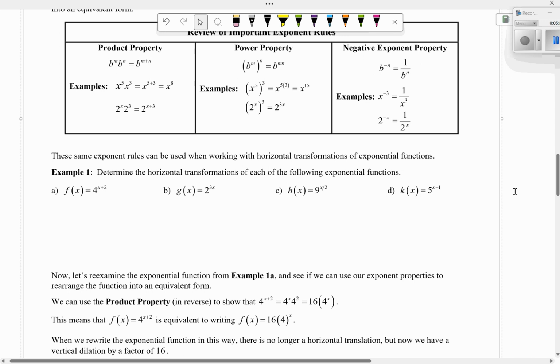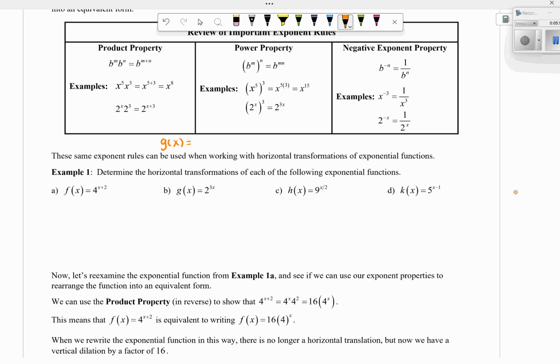So the same exponent rules can be used when working with horizontal transformations for exponential functions. So let's go ahead and look at each of these functions and determine our transformations. So here, notice that this is x plus 2. So remember our general equation for our function, let's say g of x is equal to a times the base to the power of b times x minus h, plus k. So that's the general equation. And so the base will always stay the base in the equation, but all the rest are just going to be your transformation. So here, this is our h value.